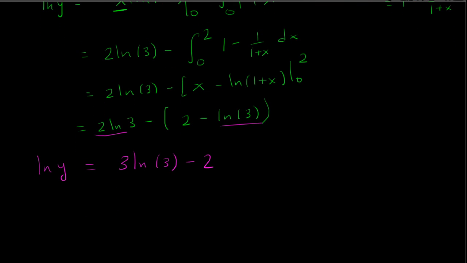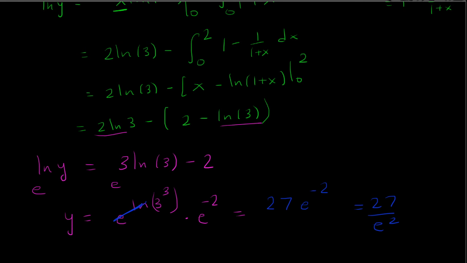So in order to get y by itself, I have to do e to both sides. So y comes out. And then I can rewrite this as 3 cubed, and then times e to the negative second. Okay, and these guys cancel. I'm left with 27 times e to the negative second power, which is 27 over e squared. And that's my final limit.